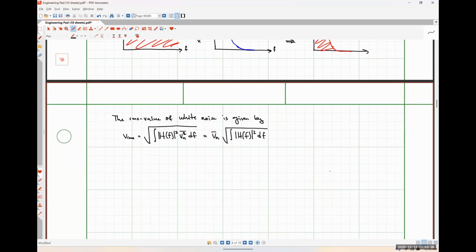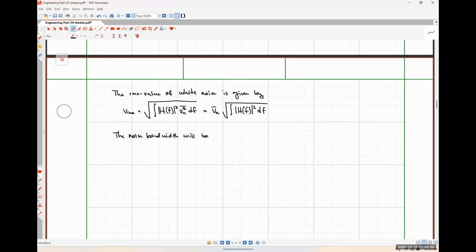And the bandwidth of our noise will be given by the expression: bandwidth is equal to 1 over the square of the peak value of the transfer function, times the integral of our transfer function squared integrated with respect to frequency.